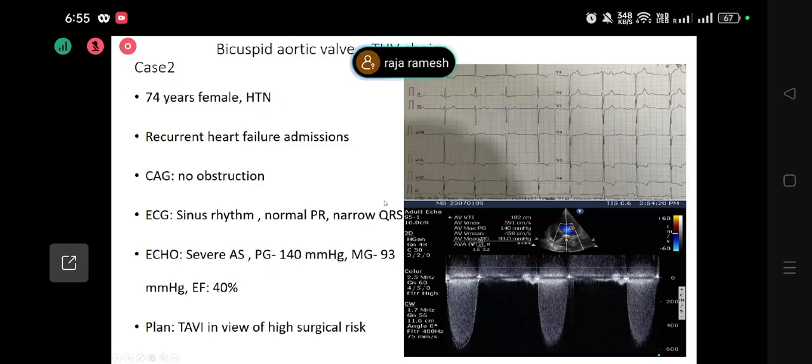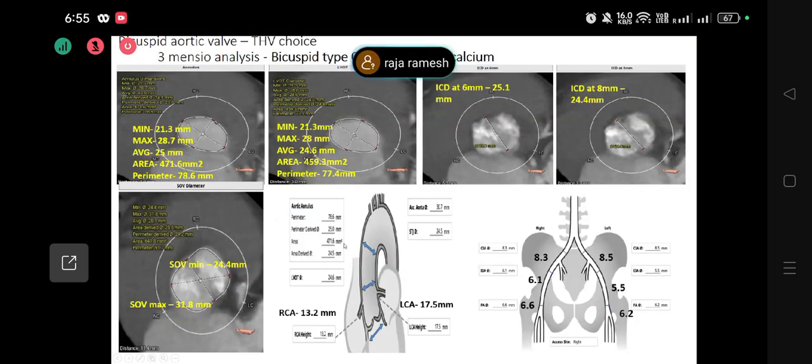Similarly, I will show you a second case. This is again a 74 years old with recurrent heart failure admissions. We can see severe aortic stenosis with a peak gradient of 140, mean gradient of 93, and EF of 40. Again, in view of high surgical risk, we have chosen TAVI in this patient. We can see the bicuspid valve. If you remember the Sievers classification, here there are only two cusps and there is no raphe. It is a bicuspid type 0.